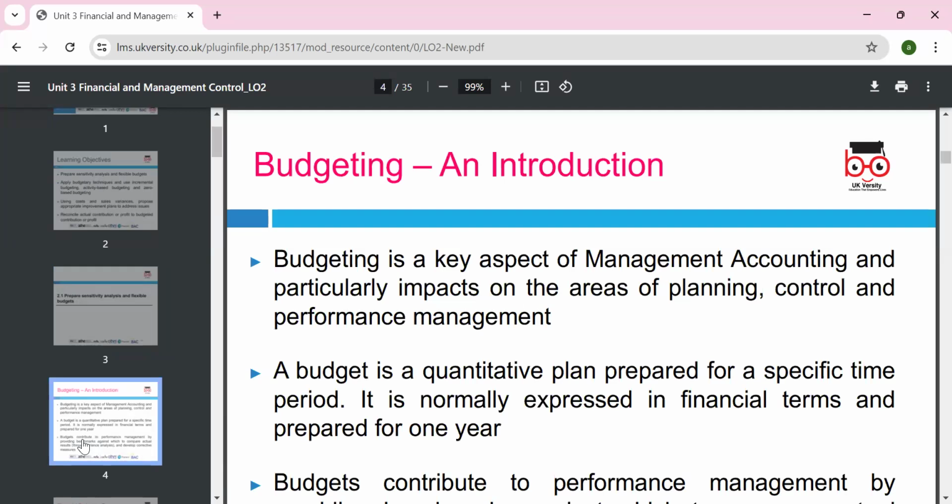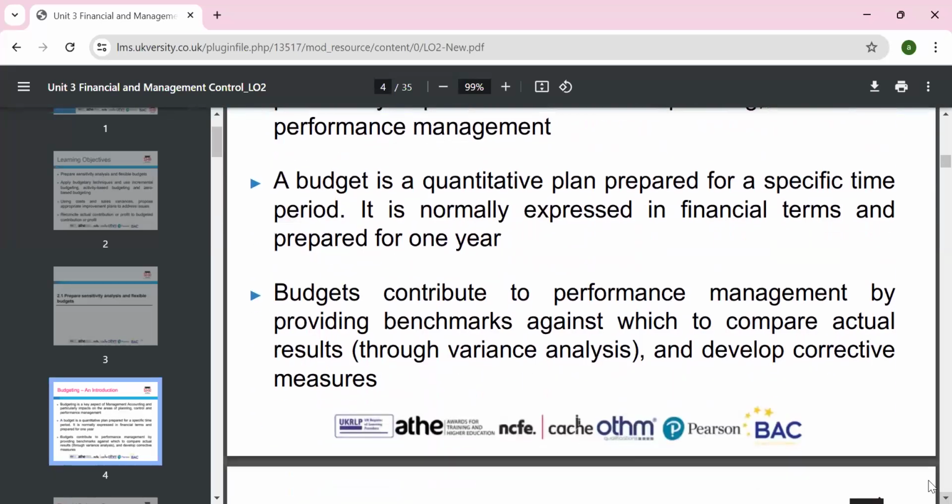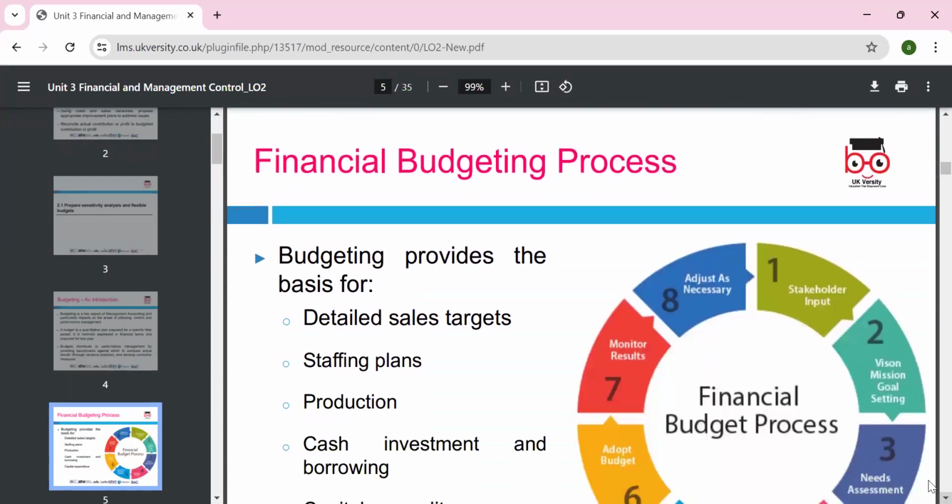Budget is a key aspect of management accounting, through which we look at planning, control, and performance management. A budget is a quantitative plan for the year. We are looking at numbers, a financial term for the year. Budget contributes to performance management, and provides the benchmark against which to compare actual results and develop corrective action. So when we have a variance, we need to look at why we have it.